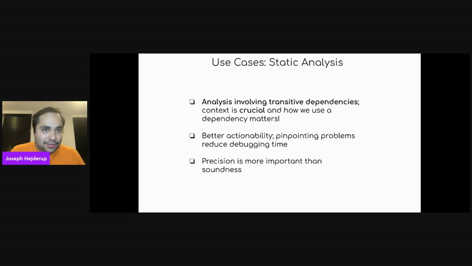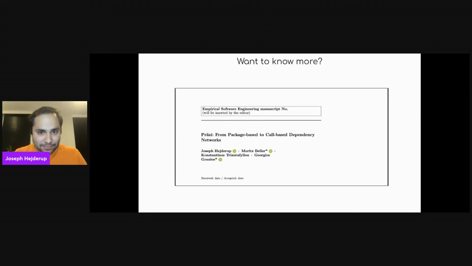And I think the other really major benefit is that you have better actionability, because if you can pinpoint exactly where in the code it is, it's also much easier to debug around it. And in cases where precision is more important than soundness, I think it's a good case in general. But an important thing to keep in mind is that it's of course much more difficult to do this for dynamic languages like Python or JavaScript.